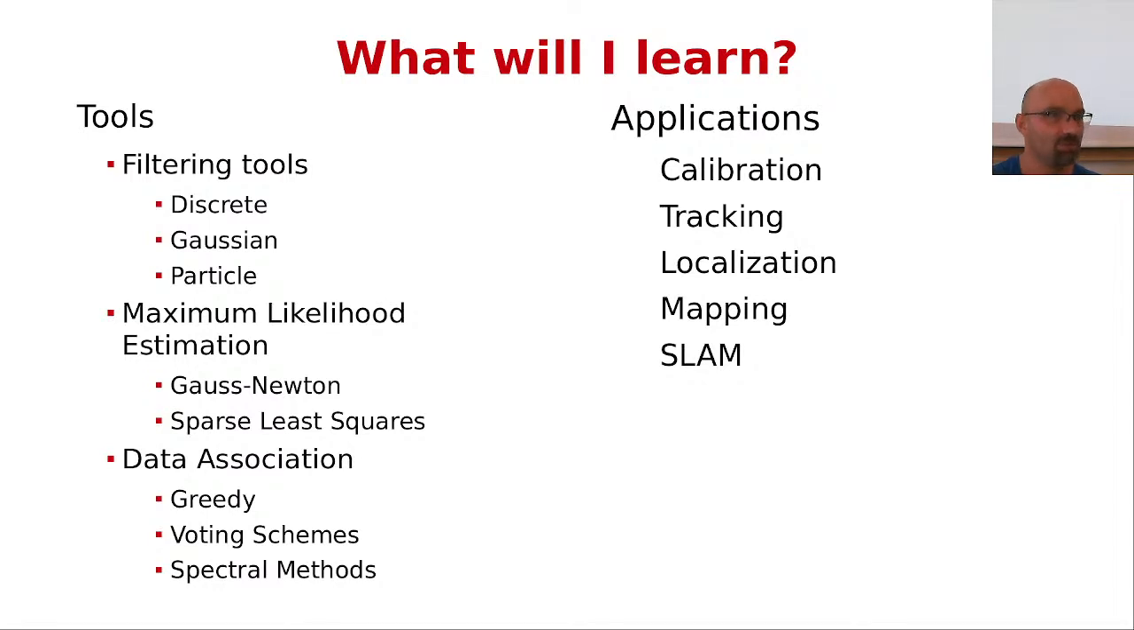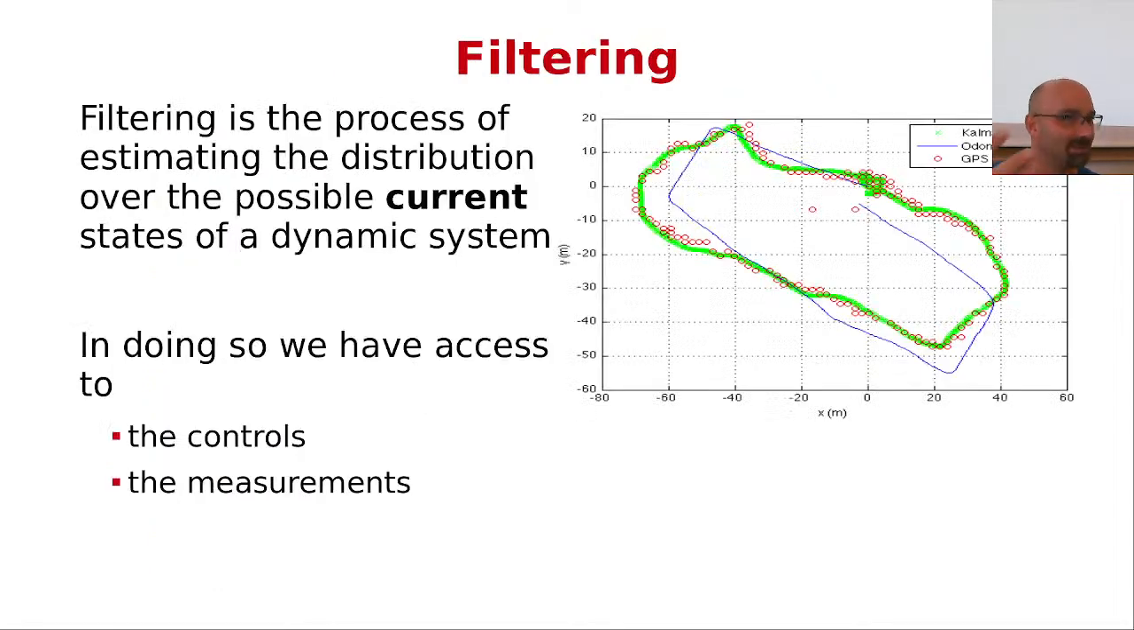But then I don't want to continue because I expanded the slides so that we can at least introduce the problems. So filtering, as I said, is the process of estimating. We're talking about a dynamic system. It's the process of estimating the current state, the current distribution of states, of a dynamic system given all the previous controls and all the previous measurements. A classical filtering problem is, for instance, localization.